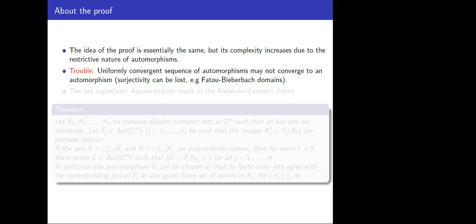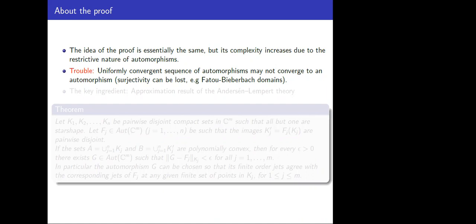But in the case of automorphisms, you will get a convergence, but the map that you converge to does not need to be an automorphism. So surjectivity can be lost. This is hypothetical, but this actually does happen. You can find examples of maps or sequences where this happens.